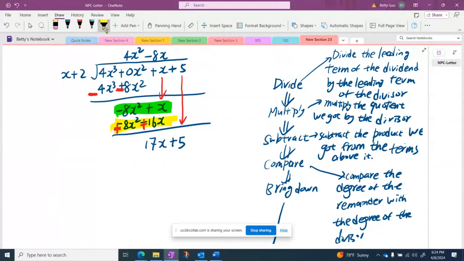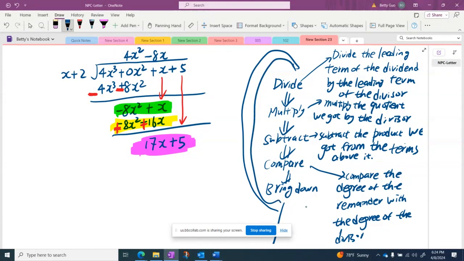And now let me color this polynomial in pink. The pink polynomial is going to be our new dividend. After we subtract, compare, and bring down, the pink polynomial is the new dividend. That means we're going to repeat the procedure one more time, the third round. Let's start the third round with the pink polynomial, 17x plus 5, the new dividend for round 3.